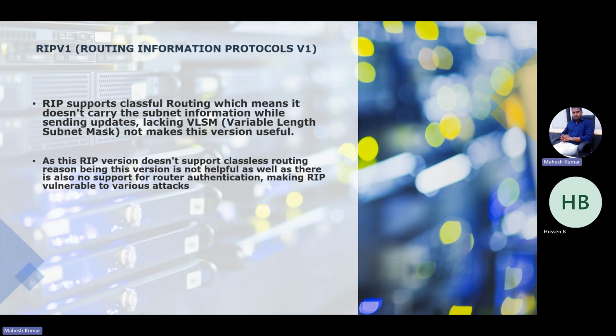RIP, Routing Information Protocol version 1, supports classful routing, which we already discussed. It doesn't carry subnet information while sending updates, lacking VLSM, variable length subnet mask, which makes this version less useful. RIP version 1 cannot support VLSM, and it doesn't support classless routing. There is also no support for router authentication, making RIP vulnerable to various attacks.